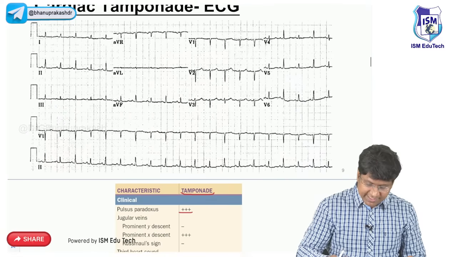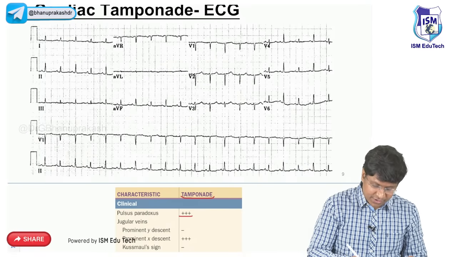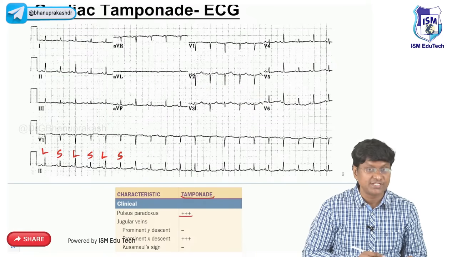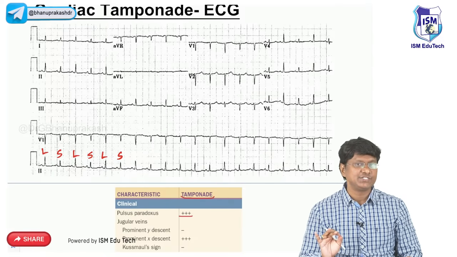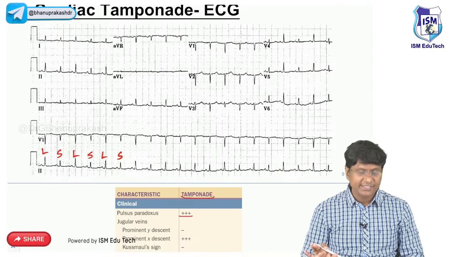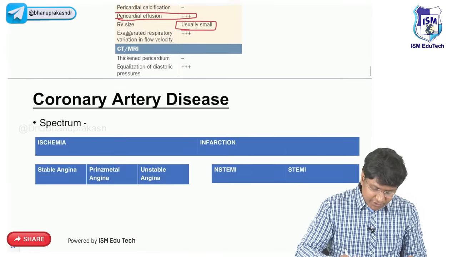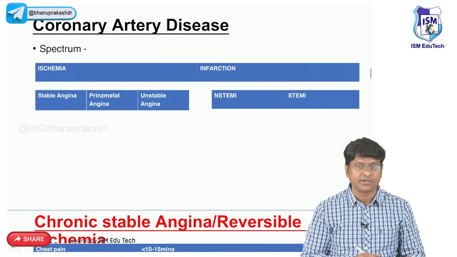Now, this is the ECG of electrical alternans, where you have large as well as small complexes. This is the ECG of cardiac tamponade, right? So with this, we are done with pericardial effusion as well as cardiac tamponade. And the next important topic in cardiology which is left out is coronary artery disease.